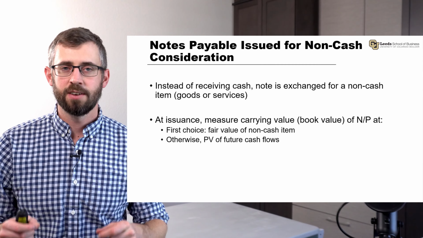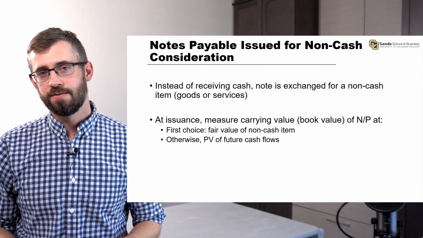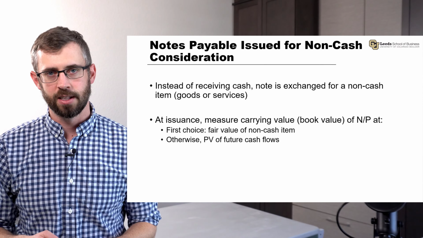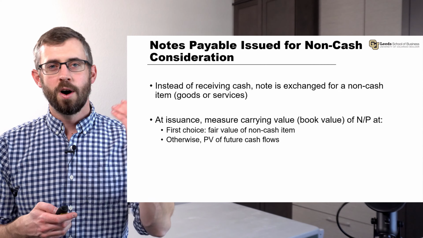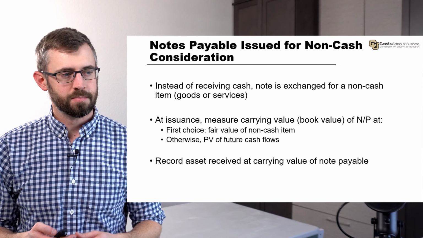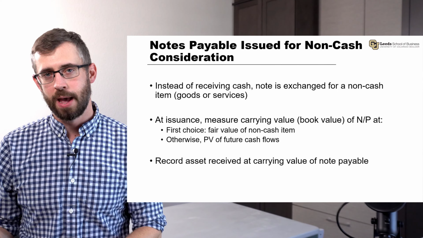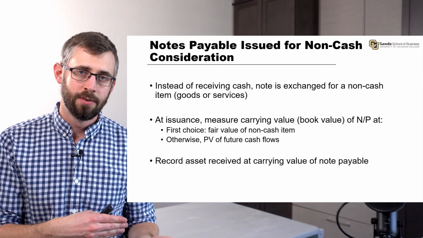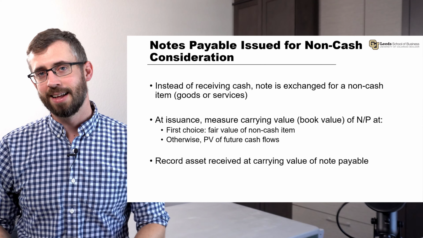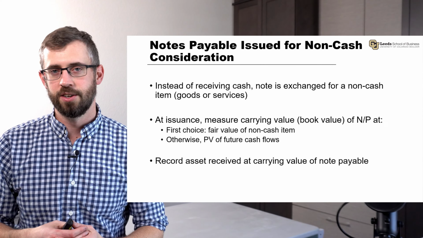So if we have the fair value, we'll use that for our liability. If we don't have the fair value, then we'll use the market rate and do our standard present value calculation. So it's just one thing that is going to take precedence here if that number is available. And then the asset is going to be recorded at the carrying value of the note payable. So it'll be recorded at the fair value if you have it, and if you don't have it, then the new asset will be recorded at the present value of the future cash flow calculation that you do.